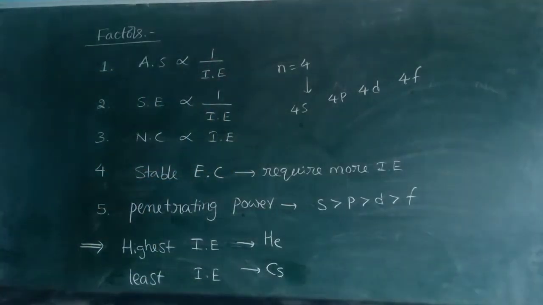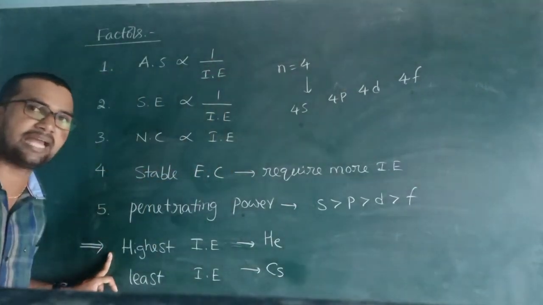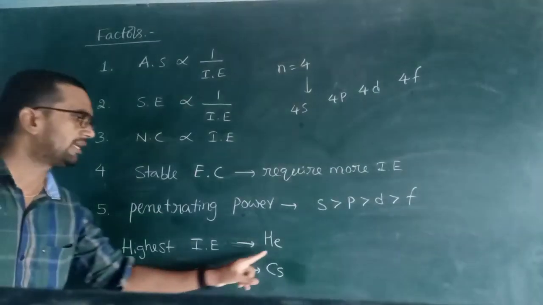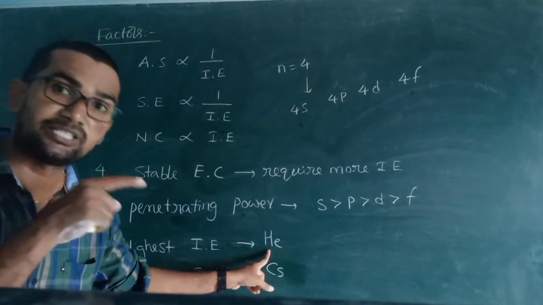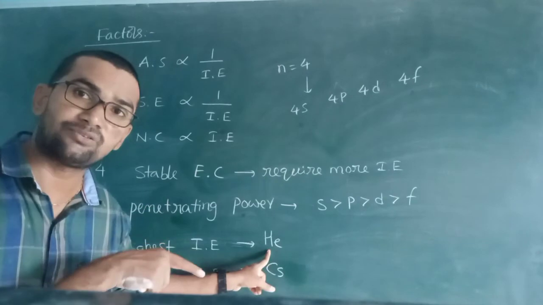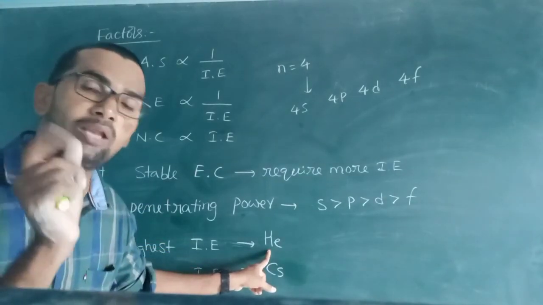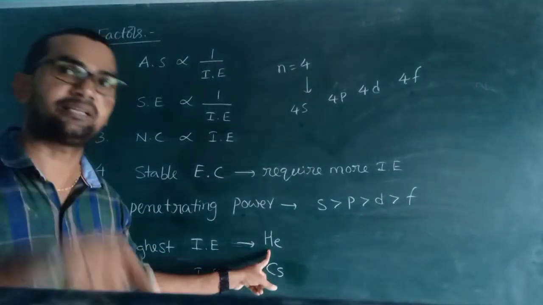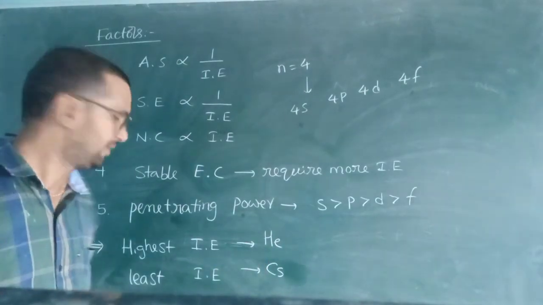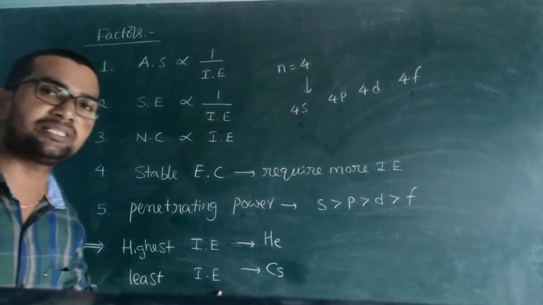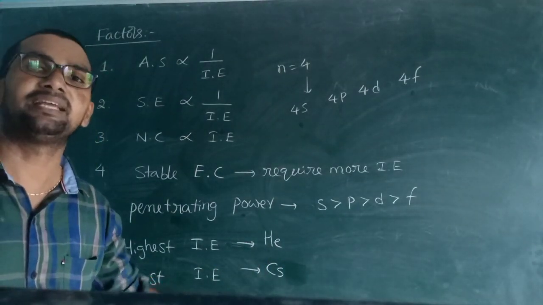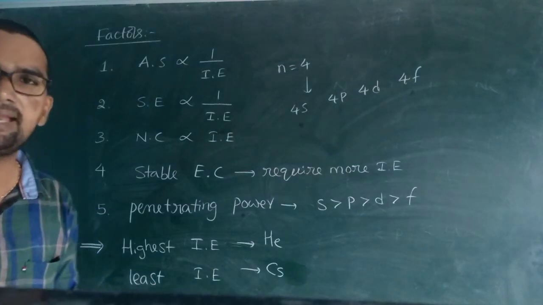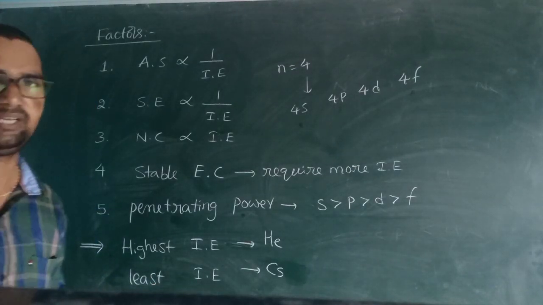Next and last, which element shows the highest ionization energy in the periodic table? Helium. Why? It contains a stable electronic configuration and is a very small element. That's why helium. Which element shows the least ionization energy? Cesium, because it is bigger in size. Okay, the ionization energy concept is completed. Thank you very much.